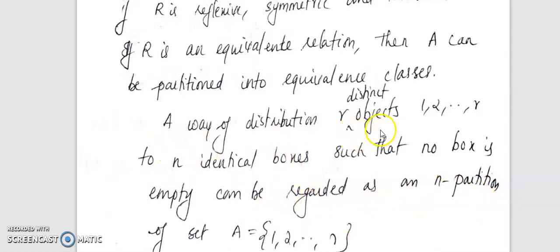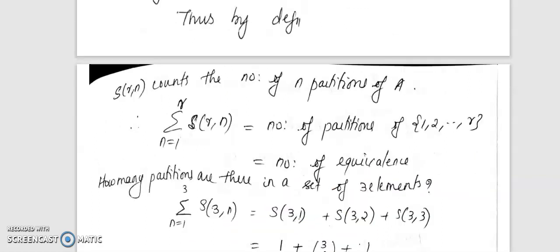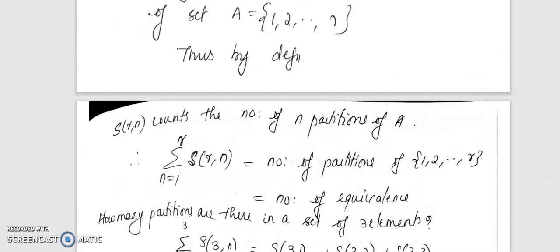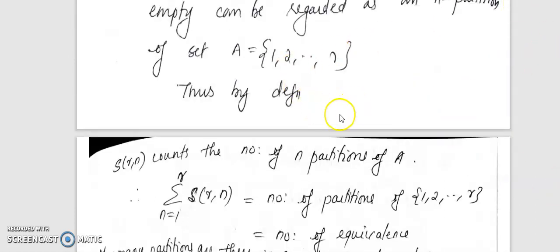So a way of distribution of r distinct objects to n identical boxes such that no box is empty can be regarded as an n-partition of the set A equal to {1, 2, ..., r}. Therefore, by definition, the Stirling number of the second kind, S(r, n), counts the number of n-partitions of A, where A contains exactly r objects.